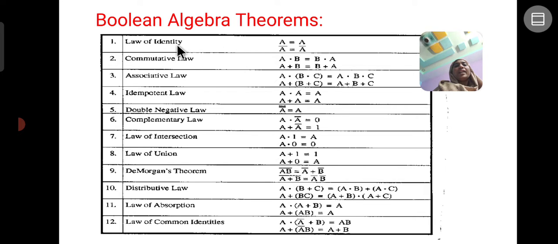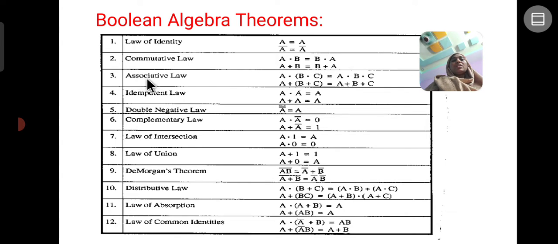The law of identity: the name itself indicates that if A, then it is equivalent to A. If A is 0, the output is 0. If A is 1, the output is 1. This is identity. The next one is the complement, A bar equal to A bar. Whenever the input is equivalent to the output, that is the identity law. Next is the commutative law: A dot B equal to B dot A, and A plus B equal to B plus A.